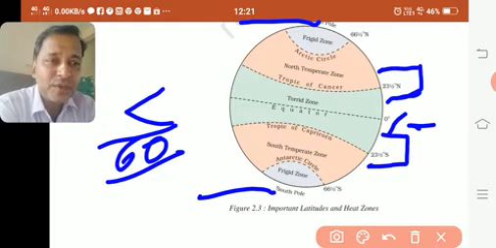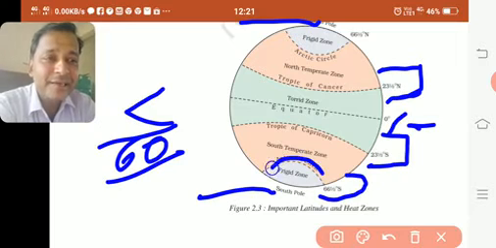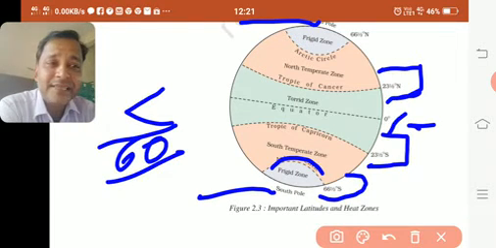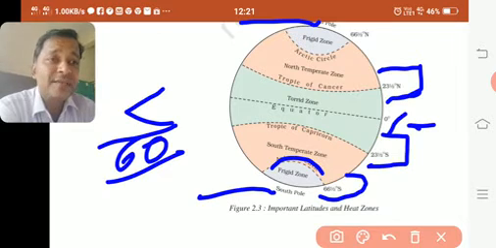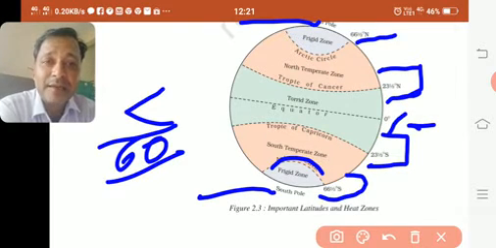Now the last zone here we see is called the Antarctic Circle. You can see this line. This is the Antarctic Circle. It is 66 and a half degrees south, 66.5 degrees south. Similarly, 66.5 degrees north is our Arctic Circle. You can see the dotted line. This is the Arctic Circle. So now how many important latitudes do we have?